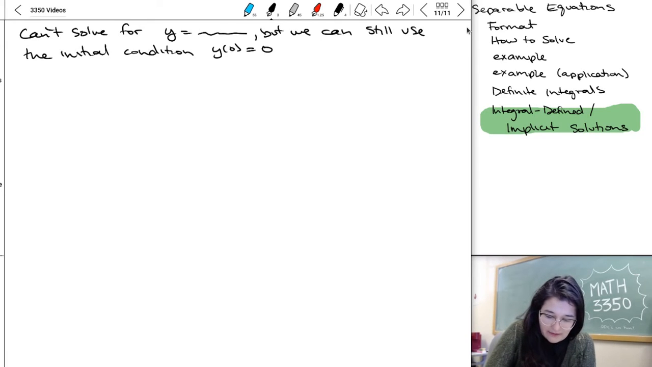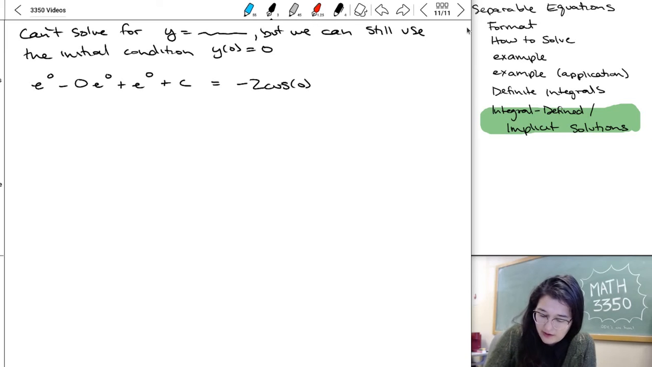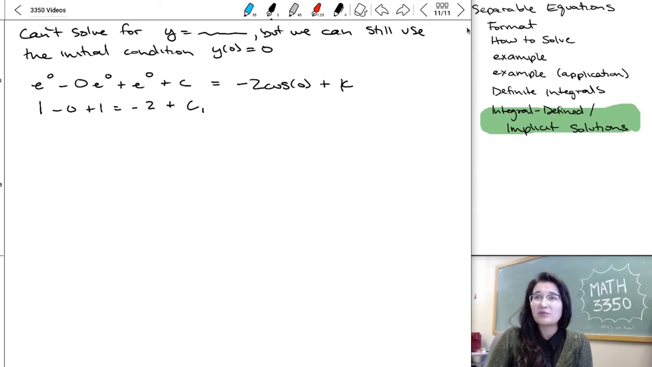So we're going to have e to 0 minus 0 times e to 0 plus e to 0 plus that first constant equal to minus 2 cosine of 0 plus that second constant. So e to 0 is 1. Cosine of 0 is also 1. And we'll go ahead and call all our constants just like C1 put together.